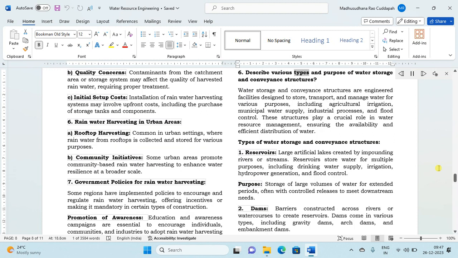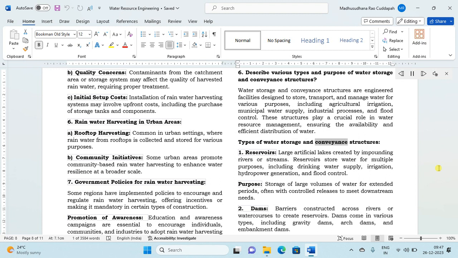6. Describe various types and purpose of water storage and conveyance structures. Water storage and conveyance structures are engineered facilities designed to store, transport, and manage water for various purposes, including agricultural irrigation, municipal water supply, industrial processes, and flood control. These structures play a crucial role in water resource management, ensuring the availability and efficient distribution of water.